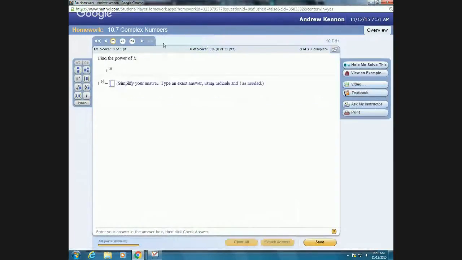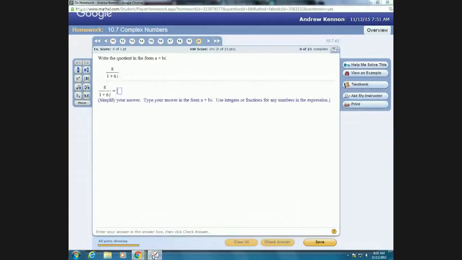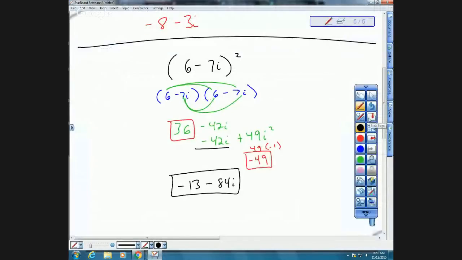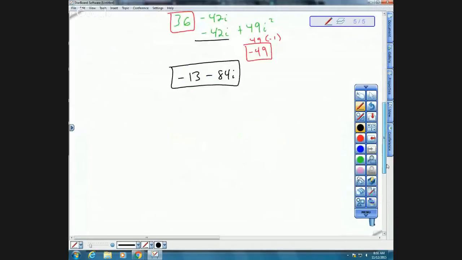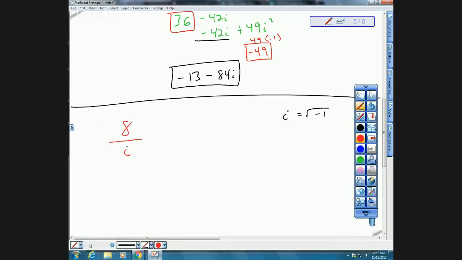Let's see what they got here. All right, they only have 2 problems on these, the dividing ones. Well, we know i is equal to the square root of negative 1, right? Well, what do we know? We cannot have a radical in the bottom. So we have to multiply to get rid of that. So if this was 8 over the square root of 2, what would you multiply it by to get rid of the radical on the bottom?